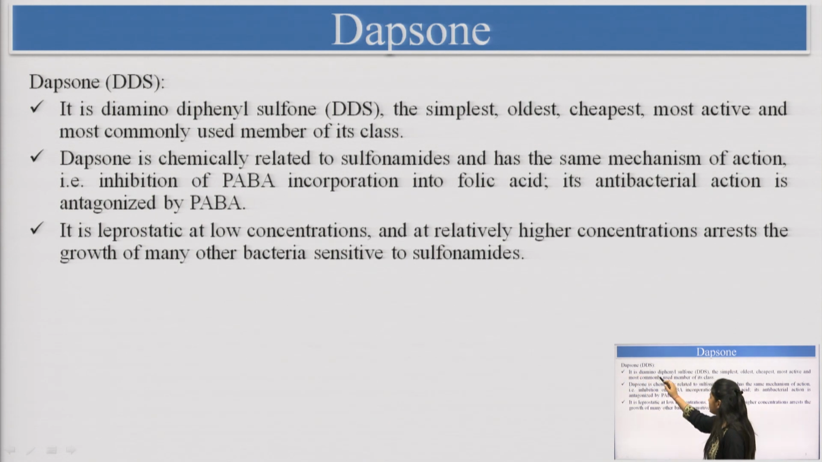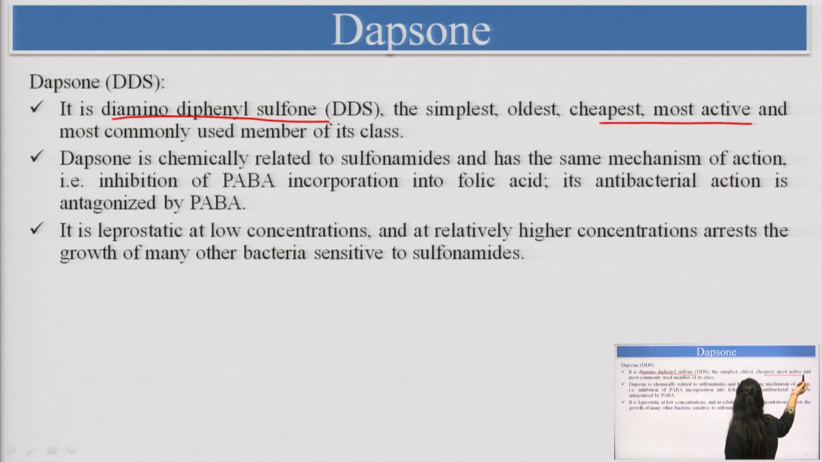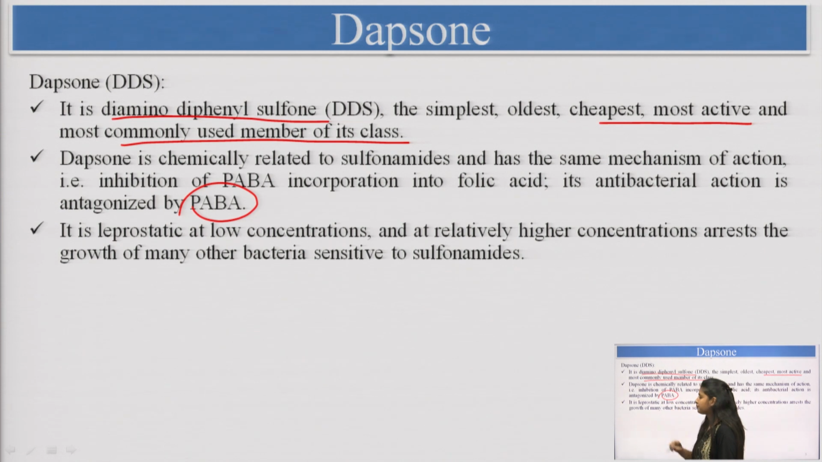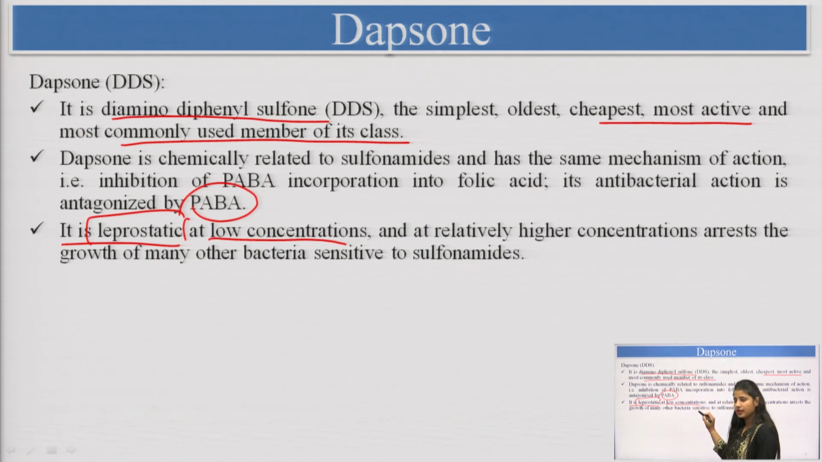Dapsone is a diamino diphenyl sulfone. This is one of the cheapest, most active, commonly used members of its class. Now, how does it show its effect? It acts on PABA. It is leprostatic at low concentration, and if we increase the dose, it acts as leprocidal. So, it will kill the bacteria also.